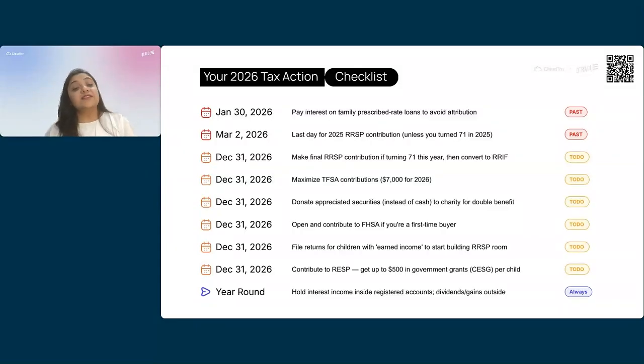And make sure to file tax returns for children who have earned income. Even if no tax is payable, filing helps build RRSP contribution room early. So yes, retirement planning can technically start at 16, let's say. Finally, contribute to an RESP to take advantage of the government grant. You can receive up to $500 per year per child, which is essentially free money towards education if you contribute on time.